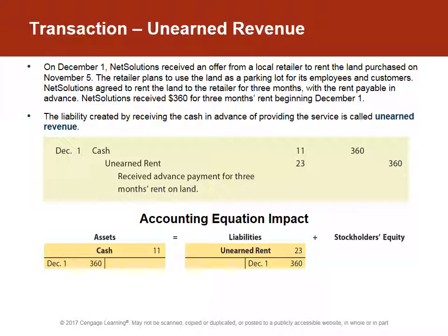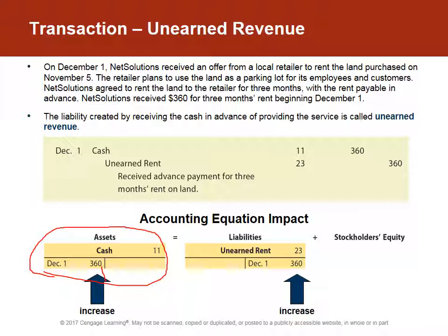It's always the easy one. Here we record the cash, $360, debit to increase. Our cash has gone up. Unearned rent is a liability, and it also has increased. Now, some of you may remember that we talked about this in a prior video, but unearned rent is a liability. The business either has to give the local retailer their $360 back, or they have to actually have the rent expire, have the business use the land, and then they have earned the rent.